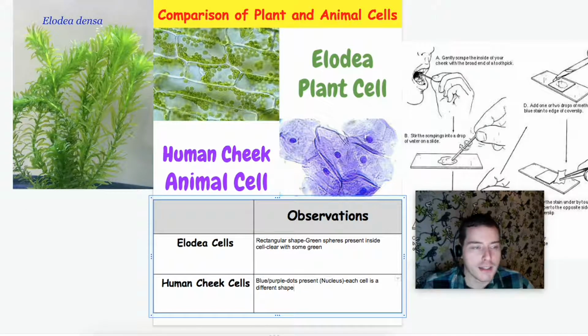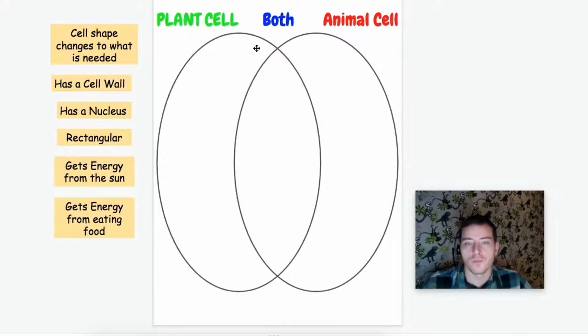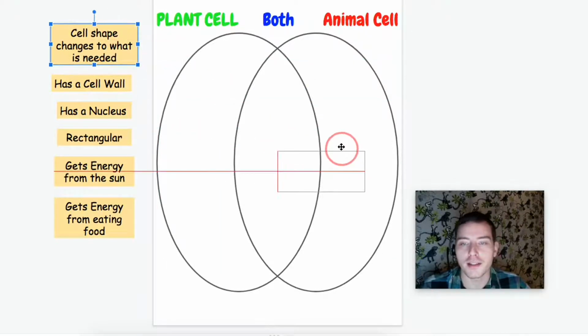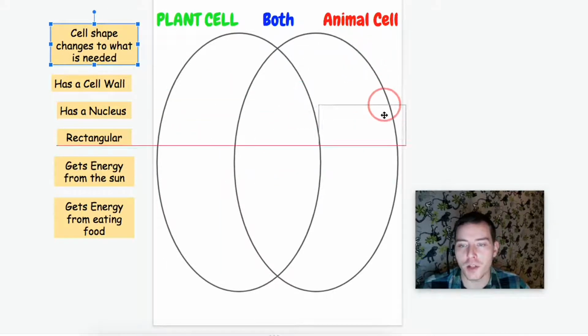So now let's go to the next slide, where we have a Venn diagram comparing and contrasting plant cells to animal cells. What do plant cells have? What do animal cells have? What do they both have in common? So let's see here. Cell shape changes to what is needed. Well, we know that that's most likely going to be that animal cell because we saw that those animal cells were different shapes.